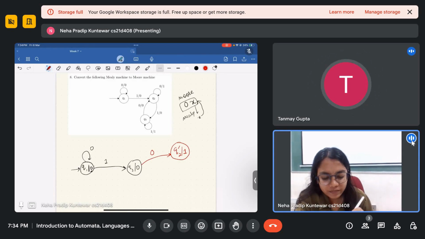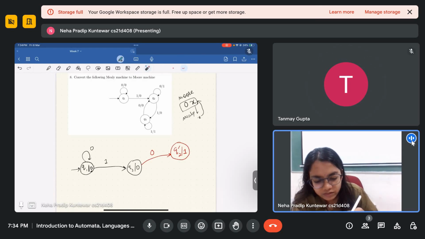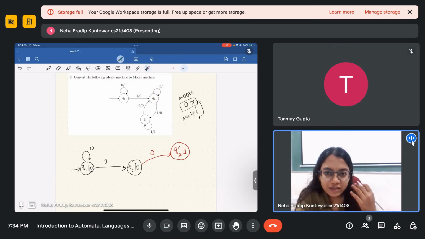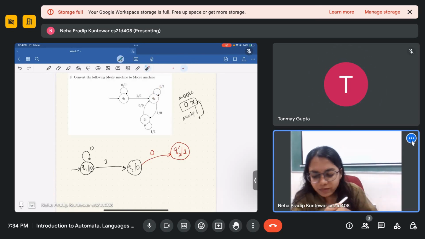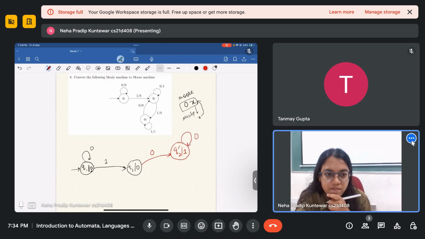Okay, and there is a loop here on Q2, right? Here, this is a loop. So if you read any number of zeros, I should just keep giving ones. So I will make that loop here.